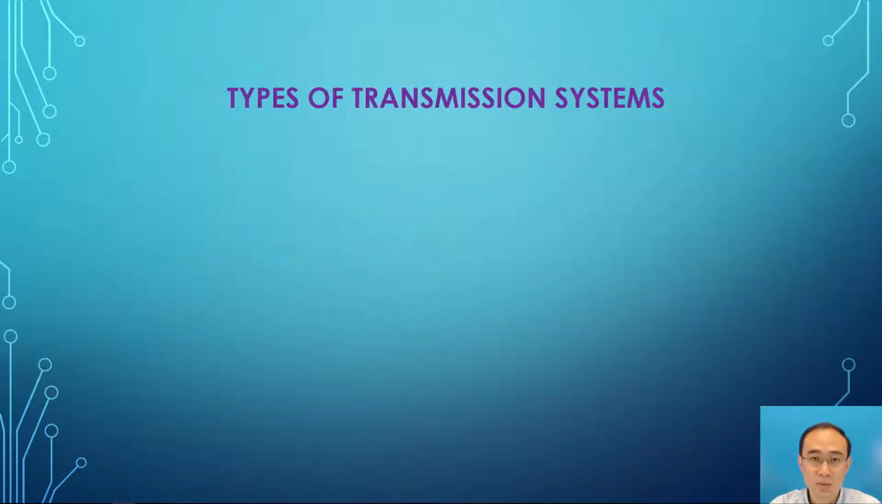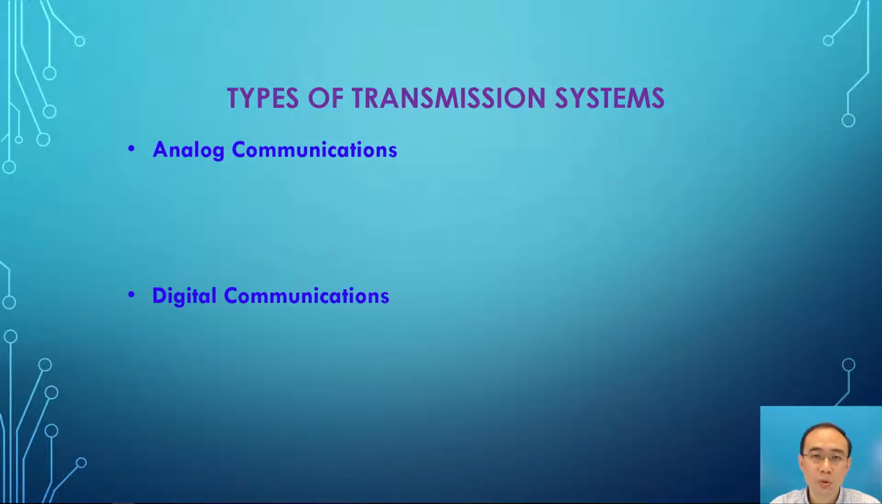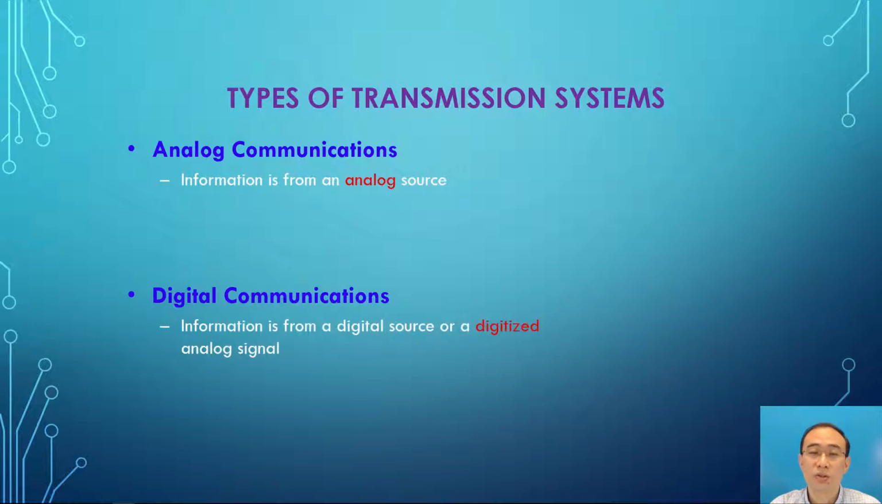Then what are the types of communication system? Based on the information or the signals we transmit in a communication system, we have both analog communication systems and digital communication systems. For an analog system, the information is from an analog source, for example, my voice. For a digital communication system, the information is from a digital source or a digitized analog source.